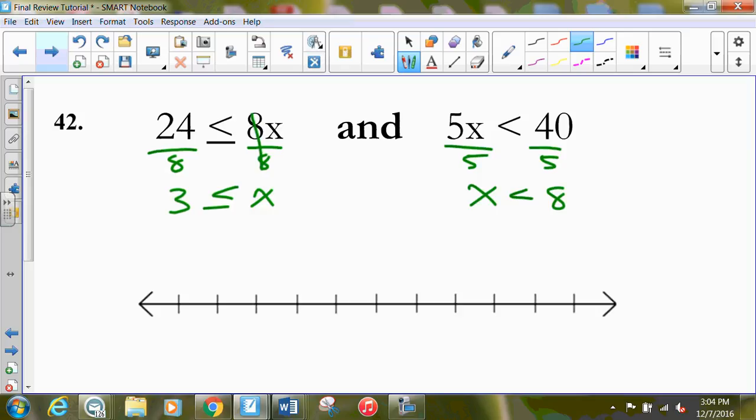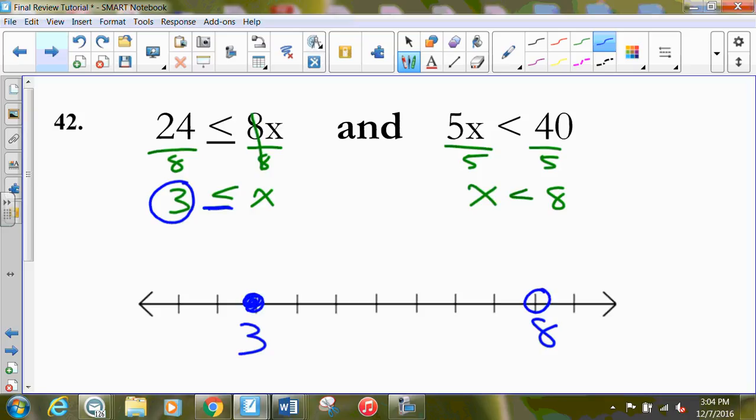Remember, whenever we have two parts to an inequality, it's called a compound inequality. The first thing we want to do when we solve for x is see which one's the lesser number. And 3, of course, is less than 8. So we'll put 3 on the left side and 8 on the right side. I don't care about the scale for right now. Since there's an equal sign here, I'm going to fill in the circle. There's no equal sign here, so that's open.